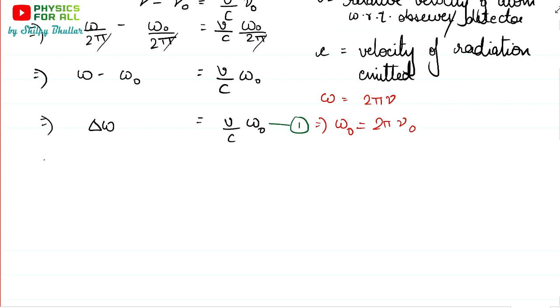Now again, suppose the sample is a gas and we are considering the Maxwell-Boltzmann distribution of velocities here.